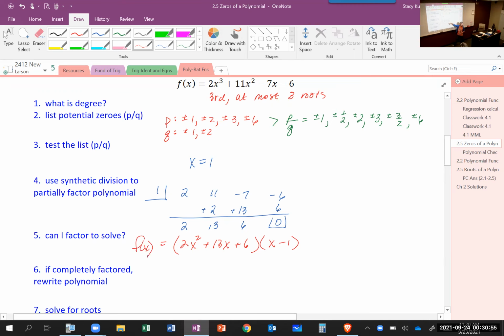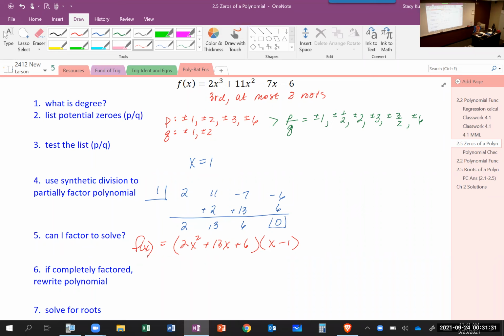So what I have here so far is a partial factoring of my original polynomial, okay? So I've broken it down so far into the first root of x minus 1. I have this right here, which is a trinomial, 2x squared plus 13x plus 6. And the next question you want to ask is, can I factor that? Can I factor this trinomial? That's where we're looking at right here. And factoring being, could I use trial and error factoring, or could I use the quadratic formula? We'll see that in a minute.